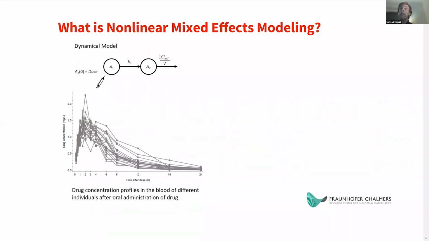And looking at the schematic model, here, the dose is the same for all individuals. We have some kind of absorption rate, which is also assumed to be the same, a volume of distribution the same, but here is a clearance parameter, essentially how fast the body clears out the drug. That is assumed to be an individual parameter that can vary between subjects. And for this synthetic data, we can see some of this variation.